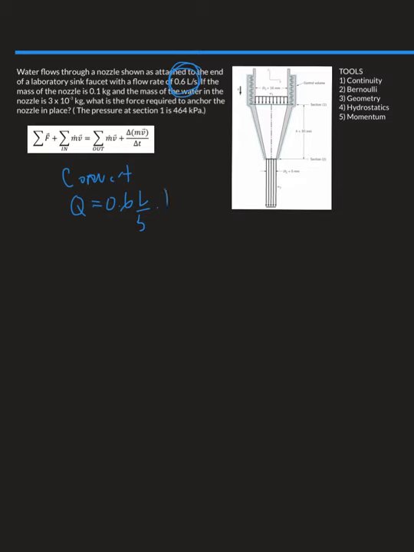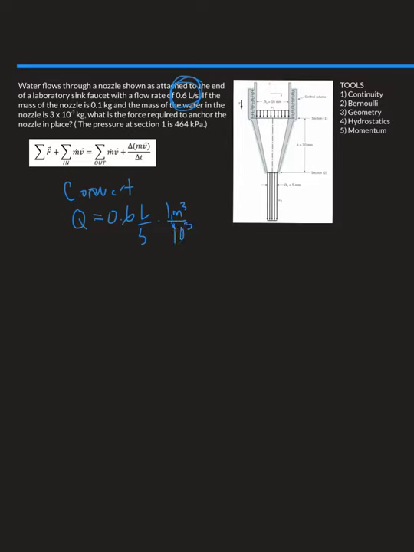So the first thing I'm going to do is convert liters per second into something a little bit easier. Okay, so we've got Q equals 0.6 liters per second. This is not a very precise instrument I have here. I'm going to multiply it by 1 cubic meter per 10 to the third liters, and we're going to get a Q that is a little bit more reasonable.